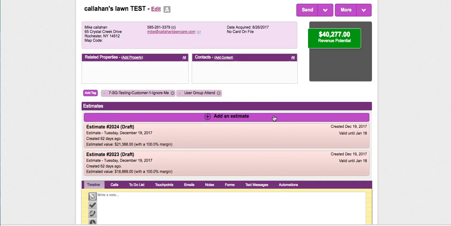But that is the preferred workflow, in my opinion, for estimating online through satellite imagery and creating a production rate-based estimating system for Service Autopilot.